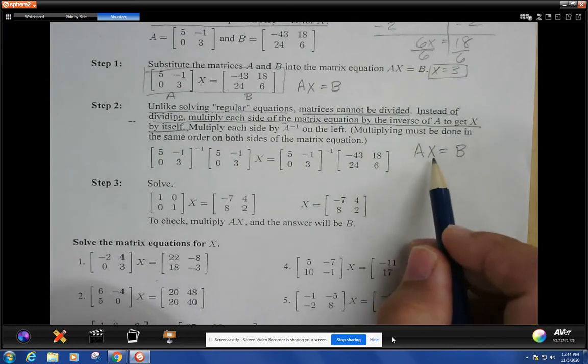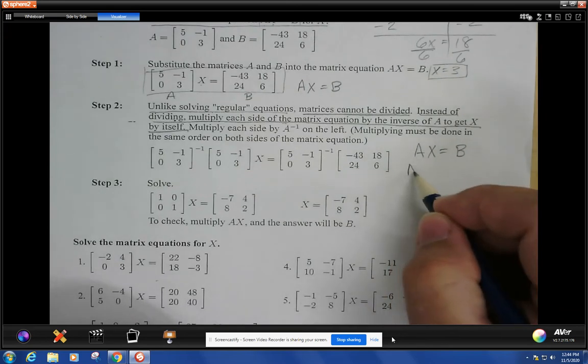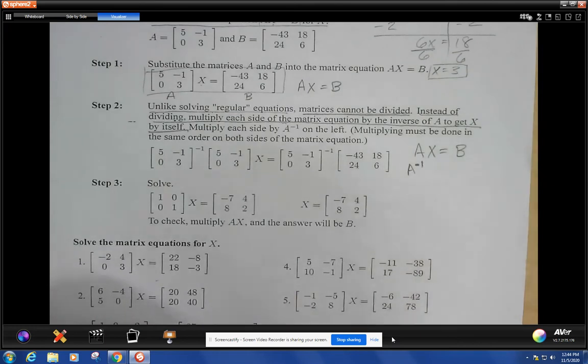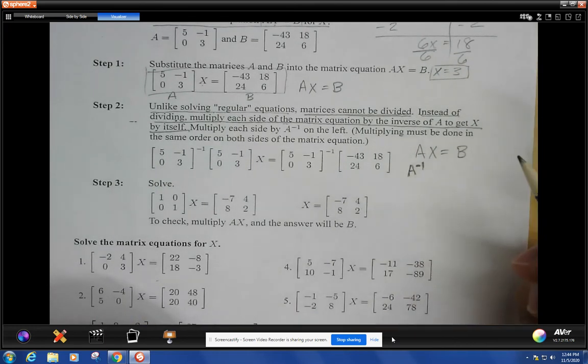Well, to get x by itself, I've got to do the inverse of A, okay? So I've got to do the inverse of A. Now, inverse always has that -1, right? You remember when we did inverses yesterday, we had the little -1 because that does symbolize an inverse.